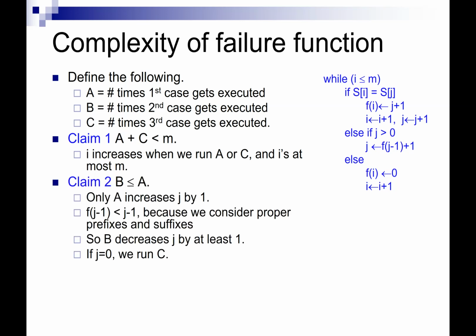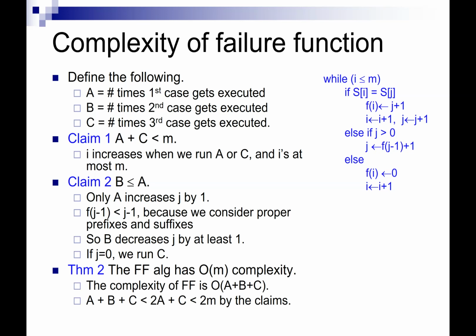Next, the claim is that B, the number of times you run the second case, is less than the number of times you run the first case. The reason is that when you run the first case, you increase J by at most 1. But when you run the second case, J is going to decrease, because remember we said previously that f of J minus 1 is less than J minus 1. So whenever you run the second case, J is going to decrease. And if J ever gets to be 0, then you're going to run the third case. Therefore, the number of times you run the second case is no more than the number of times you run the first case.